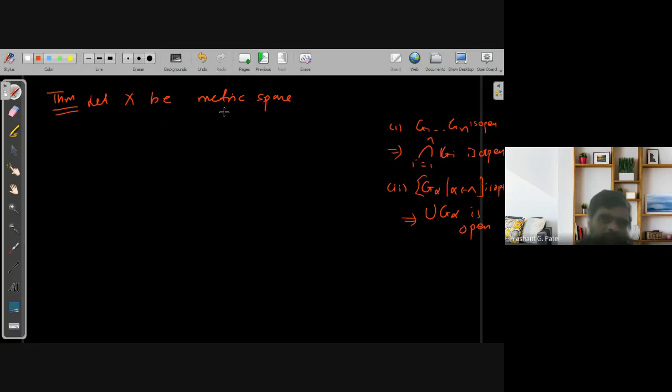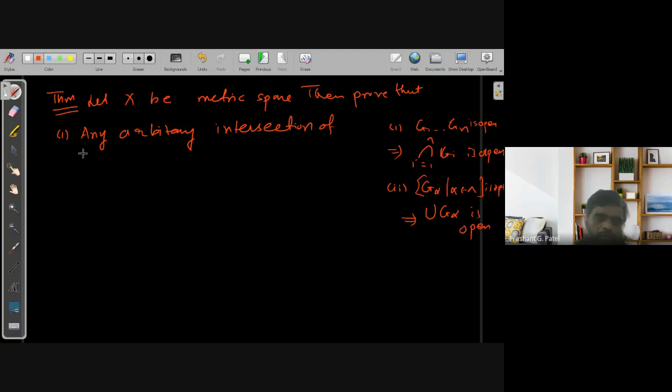So I am saying that with the same thing, what should be the statement I can make for closed sets? Let X be a metric space, then prove that... can I say that an arbitrary union of closed sets is closed, or is there a different statement? Instead of union, we have intersection in the case of closed sets. So any arbitrary intersection of closed sets is a closed set.